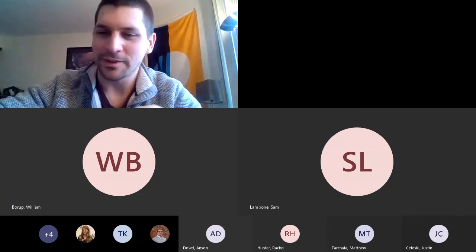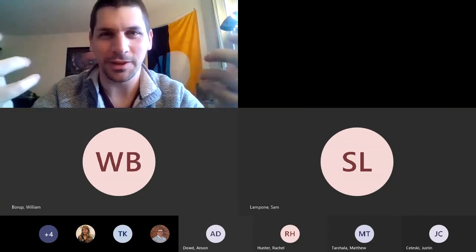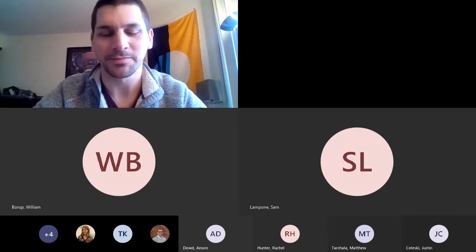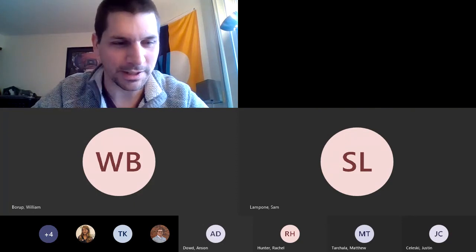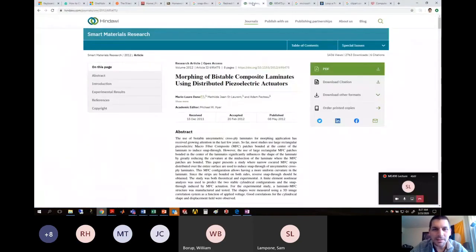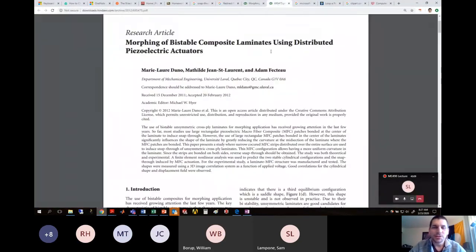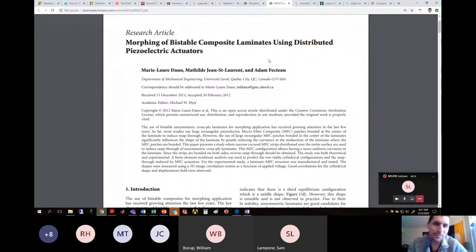All right, this is a phenomenon known as a bistable composite laminate. Stable in two different configurations because of the way that it was manufactured. People have written many articles on this. So I'm going to show some cool little internet articles that I found about this. Let's see. Leads to papers that look like this: Morphing of bistable composite laminates using distributed piezoelectric actuators. Pretty interesting title.